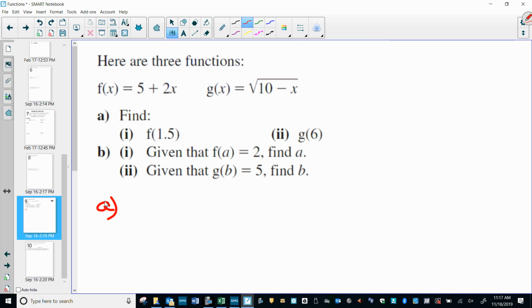Put 1.5 where? Yeah, so my thing was trying to get you to say into f. Okay, so we look at function f. We're replacing the x value with 1.5. So we're going to say 5 plus 2 lots of 1.5. 2 lots of 1.5 is 3. 5 plus 3 is 8. So that's f of 1.5.